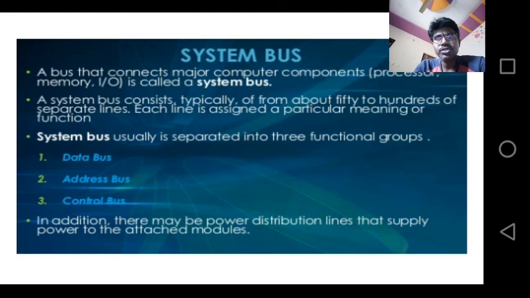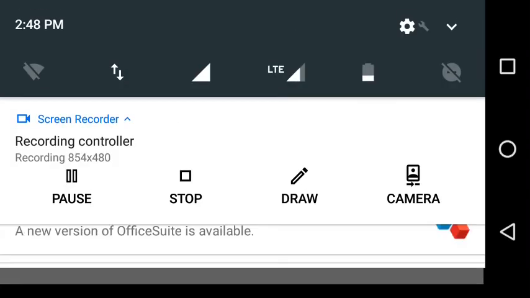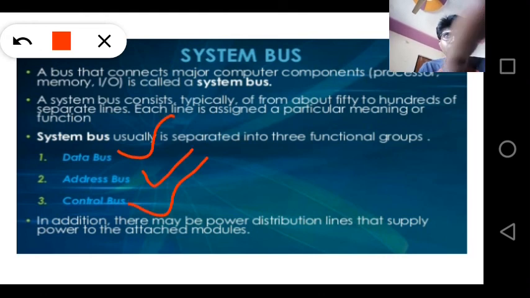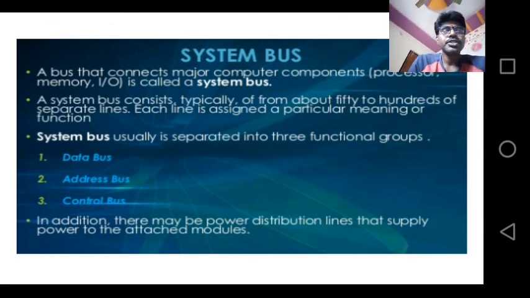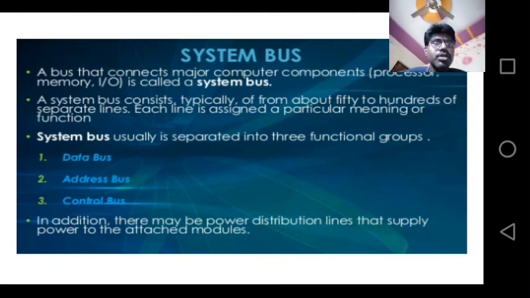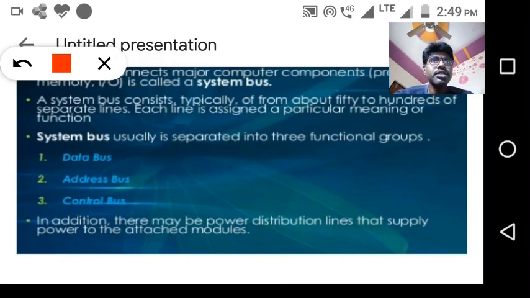A system bus is usually separated into three functional groups: one is the data bus, another is the address bus, and the third is the control bus. In addition, there may be power distribution lines that supply power to attached modules, to the major components like the processor, memory and IO interface. But whenever you say system bus, it has three components, grouped into three functional groups: address bus, data bus and control bus.